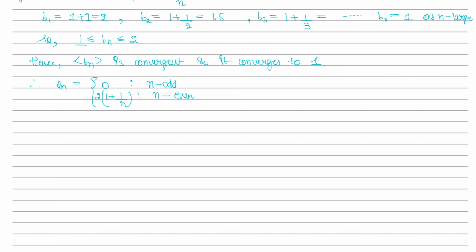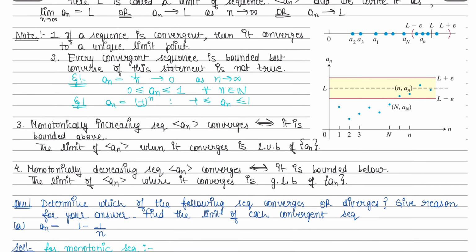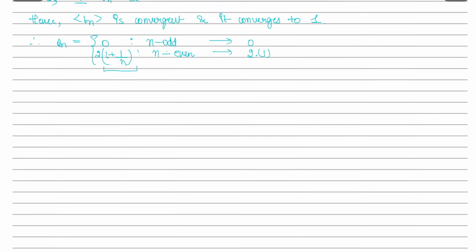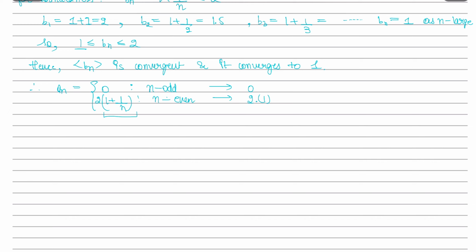When n is odd, a_n is converging to 0 only, but when n is even, this is converging to 2 times 1, because we have considered this term as b_n, and it is converging to 1. So a_n is converging to 2 points, one is 0 and another is 2, but we have seen that every convergent sequence converges to a unique limit point. But in this case we are not getting a unique limit point, so this sequence is not convergent.